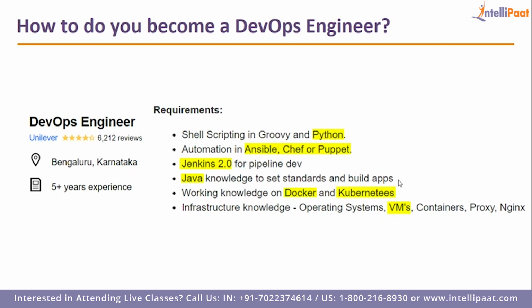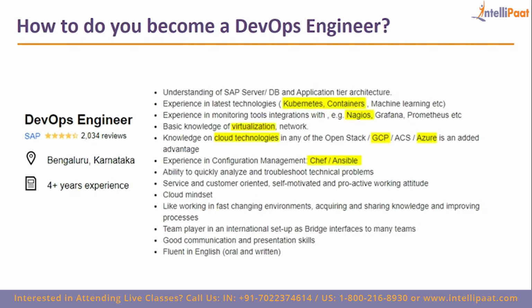Right? Don't get scared with these terms, guys. I'm here to give you a solution, but I'm just letting you know what all skills are required. Okay. Then what else is required by a DevOps engineer? Again, this is a job by the company SAP, and they're hiring DevOps engineers, and these are the things that they expect. Again, they need Kubernetes, containers, Nagios. Nagios is basically a monitoring tool. They need knowledge of cloud providers like GCP, Azure. They also need Chef or Ansible. Okay, so these are some skills.